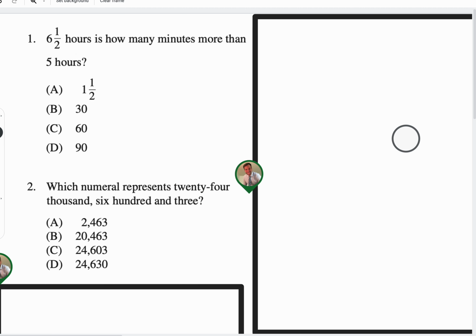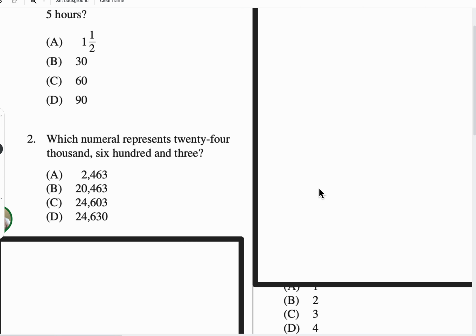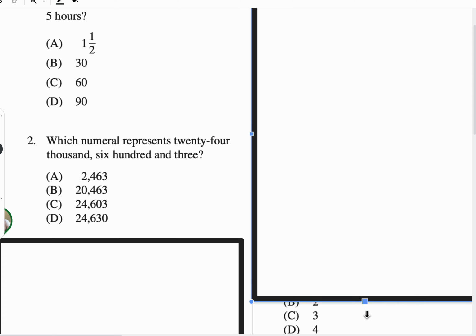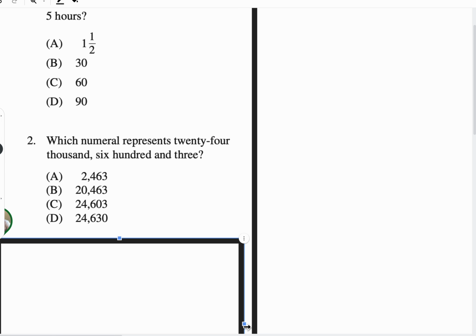Great, let's take a look at number 2. Which numeral represents 24,603? Let's go ahead and write out just a few of these numbers. For example, 24,000.